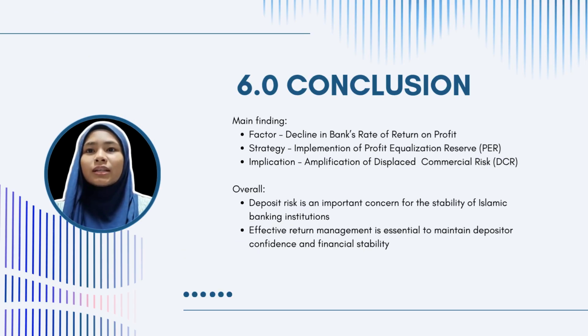In conclusion, the main factor identified is the decline in the bank's rate of return on profit, which may encourage depositors to withdraw their funds. To manage this issue, Islamic banks can implement the Profit Equalization Reserve or PER mechanism to maintain stable returns. However, this may amplify displaced commercial risk or DCR as banks use part of their profits to maintain competitive returns. Overall, effective return management is essential to maintain depositor confidence and financial stability.